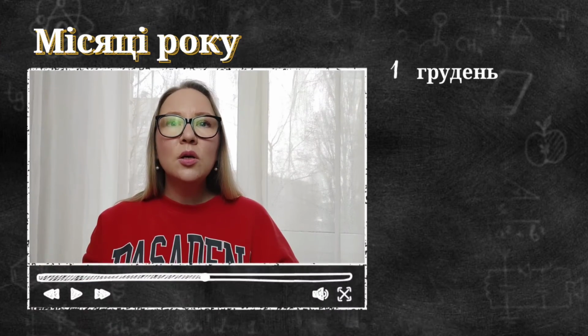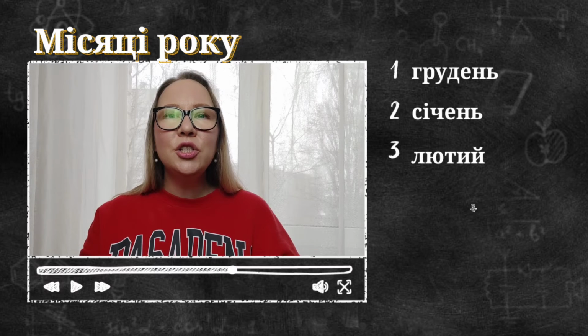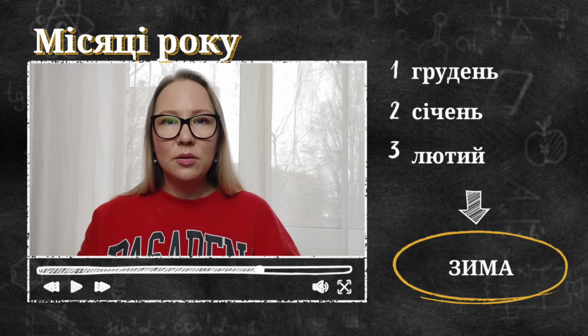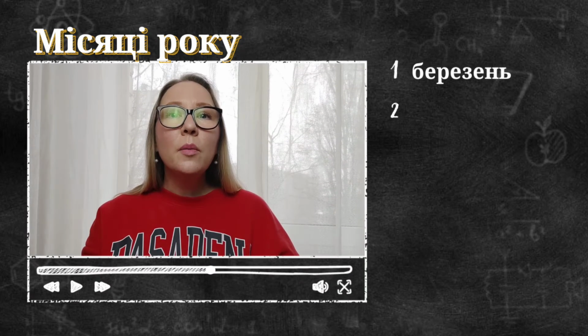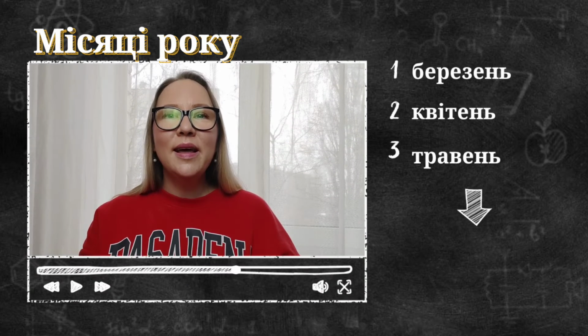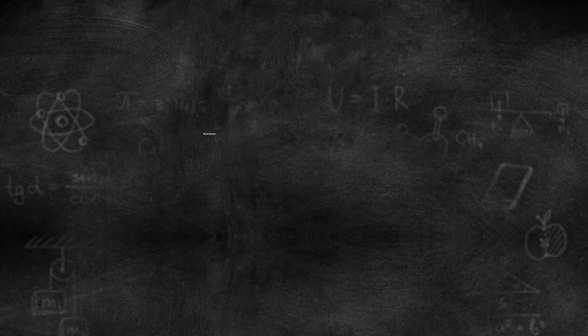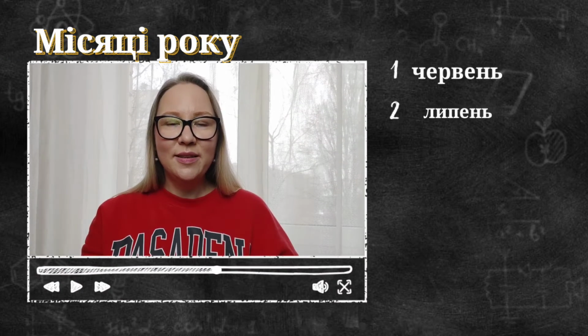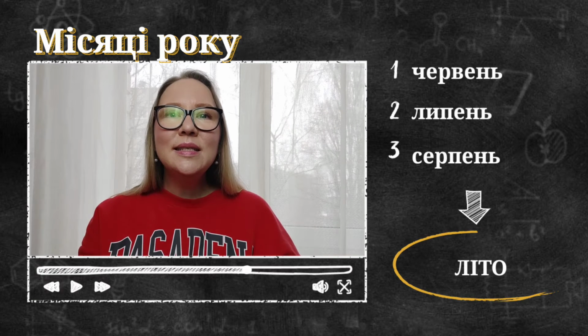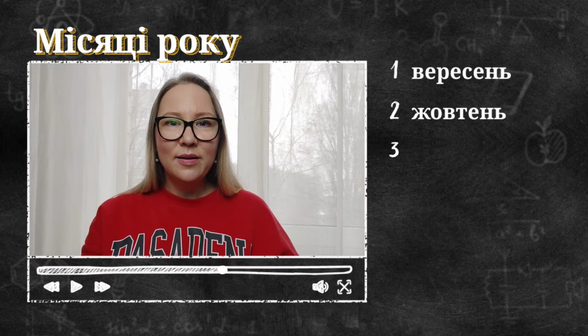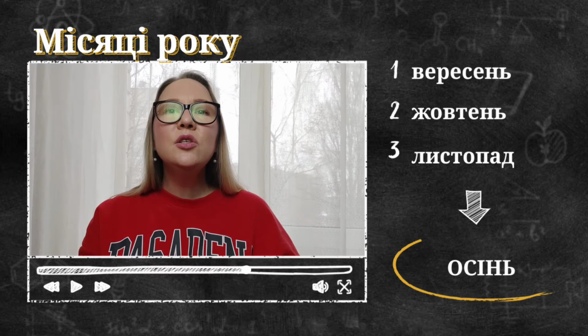Why don't you repeat one last time the months of the year? Here we go. Зима. Грудень. Січень. Лютий. Весна. Березень. Квітень. Травень. Літо. Червень. Липень. Серпень. Осінь. Вересень. Жовтень. Листопад. Well done. Remember to practice, practice and practice even more.